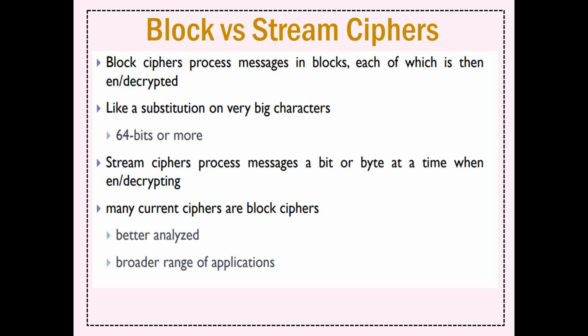So now we have a small difference between block and stream cipher. The block cipher processes the messages in blocks, which we have already understood, and stream is one by one. A block cipher is like a substitution on a very big character, whereas a stream cipher processes the bits or bytes one at a time during encryption or decryption. Many current ciphers are block ciphers, so we are going to focus primarily on modern block ciphers for the time being. As time goes, we will discuss stream ciphers at a later stage.